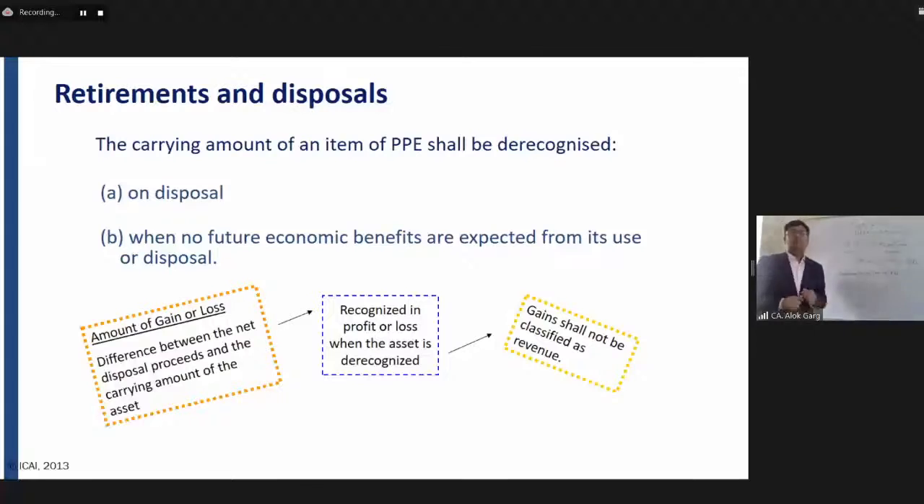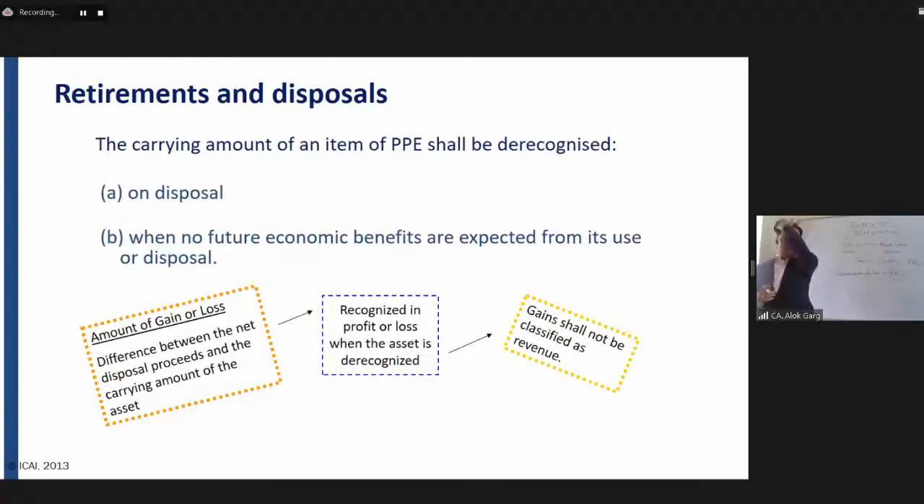So now the last part of this standard, retirement and disclosures. Of course, I'm not going to discuss the disclosures. You just need to read the disclosures. It is a theoretical part, and the best way of reading the disclosures is to read the annual reports. So coming to the retirement and disclosure.